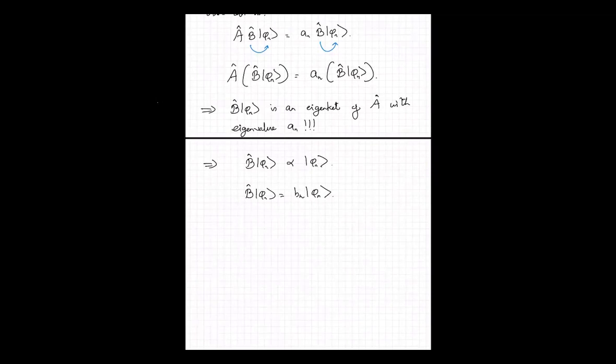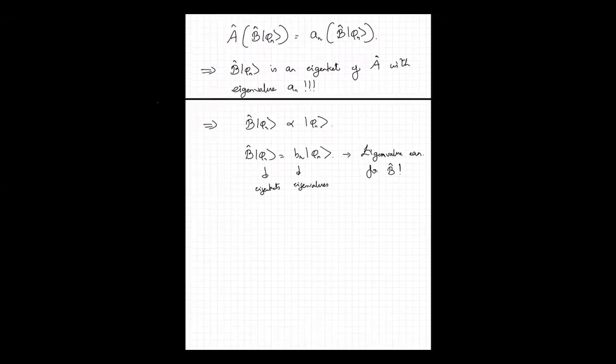But if you stare at this equation, you will recognize that this is nothing but the eigenvalue equation for the operator B. The operator B, which commutes with the operator A, has a set of eigenvalues b n and a set of eigenkets which are the same as the eigenkets of A. So we prove the statement that if the commutator of A and B equals 0, then they have a common set of eigenkets.